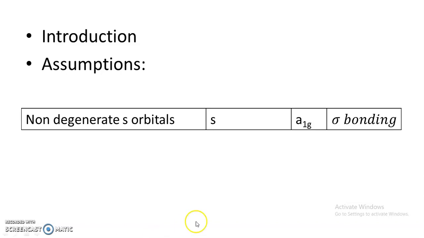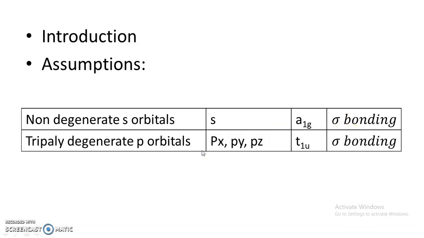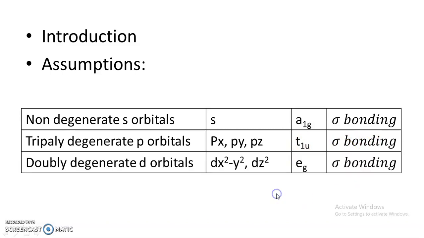Now various orbitals of metal ion and their symmetry symbols. The s orbital is a non-degenerate orbital, and its symmetry symbol is A1g, and this s orbital is responsible for the formation of sigma bonding. Now px, py, pz, these 3 orbitals are triply degenerate p orbitals. Symmetry symbol is T1u, and this is also responsible for sigma bonding.